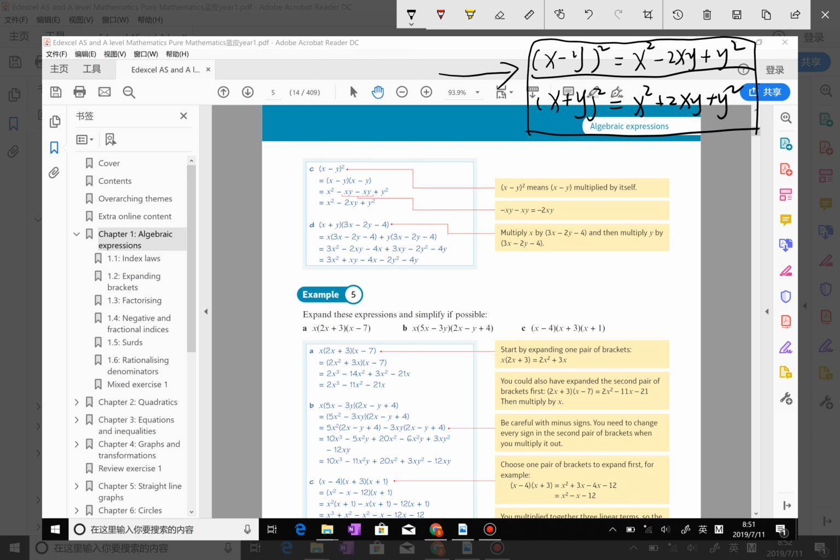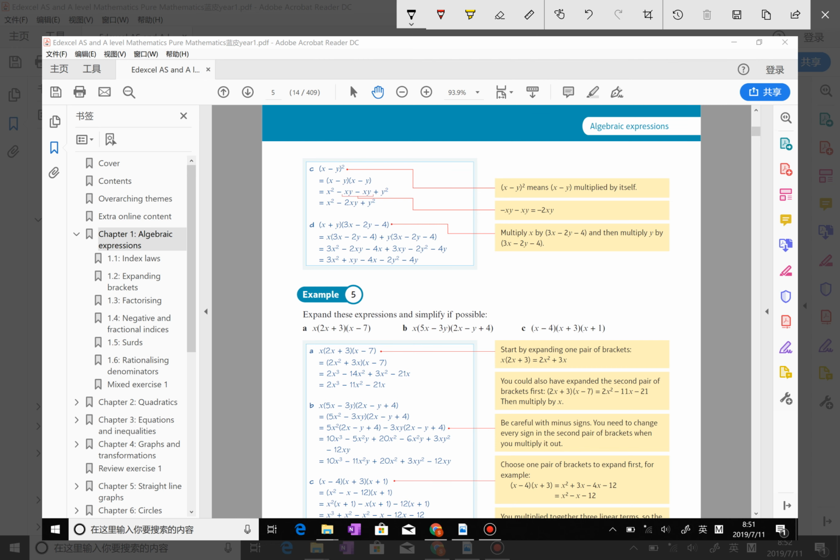Let's go to example 5. We have 3 brackets. So how do we do this? The rule is we take the first 2 brackets, and when we finish that, we multiply by the other bracket. Okay, so let's look at a.